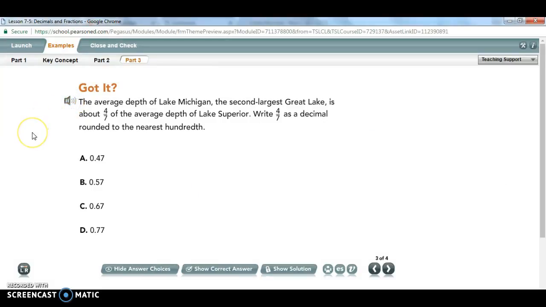The average depth of Lake Michigan, the second largest Great Lake, is about 4/7 of the average depth of Lake Superior. Write 4/7 as a decimal rounded to the nearest hundredth. When you divide out 4/7, you're going to get one of these answers. The correct answer is B. If we divided 4 divided by 7, we would get 57 hundredths.